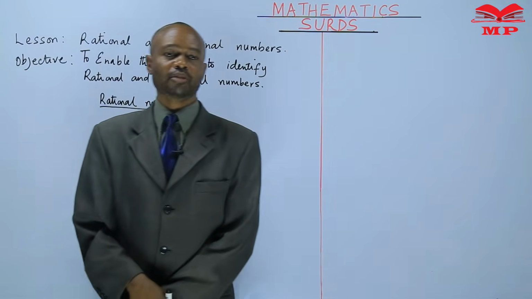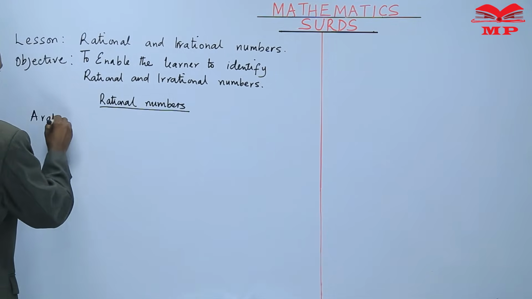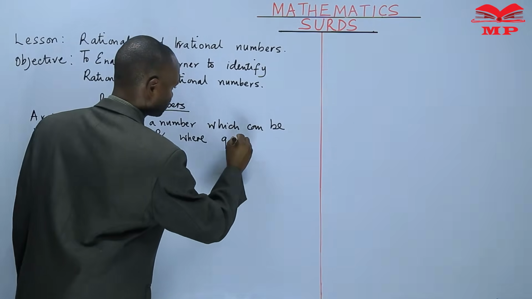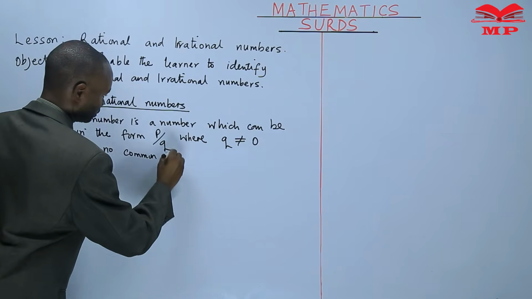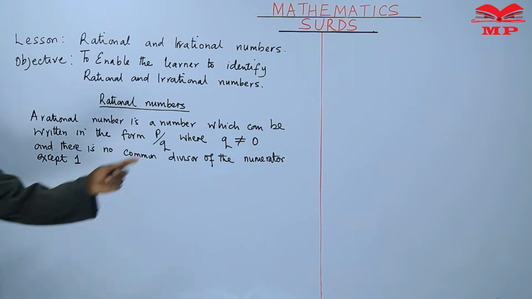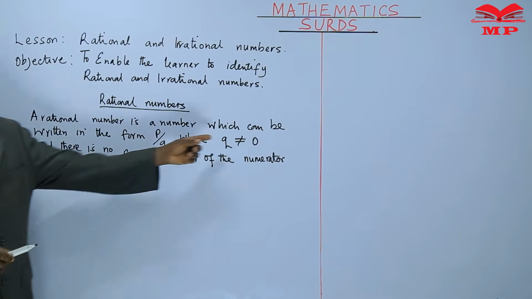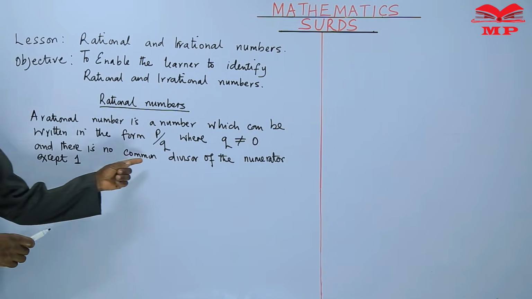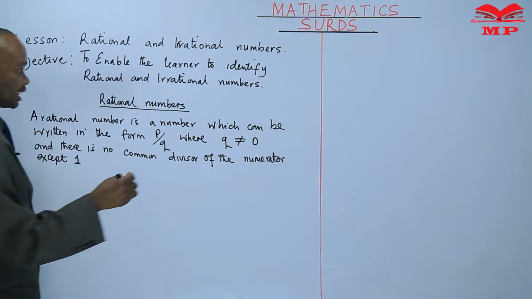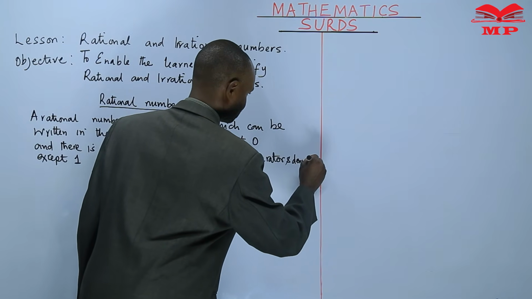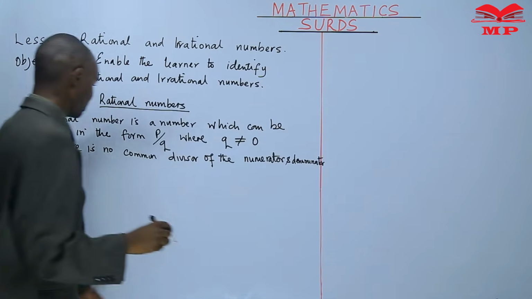A rational number is a number which can be written in the form of P divided by Q, where Q is not 0, and there is no common divisor of the numerator and denominator except one.